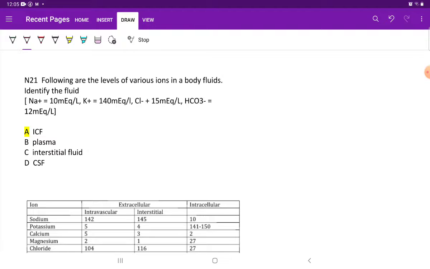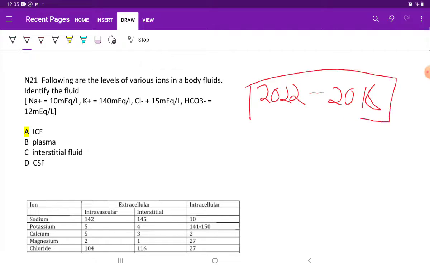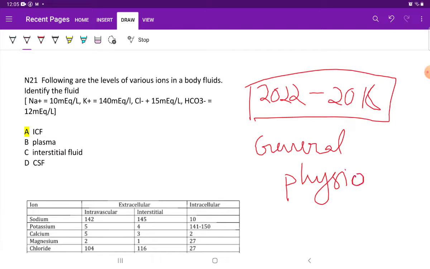Today we will be discussing the previous year questions of NEET PG from 2022 to 2018, which are being asked from general physiology. So it's a topic based previous year question discussion.